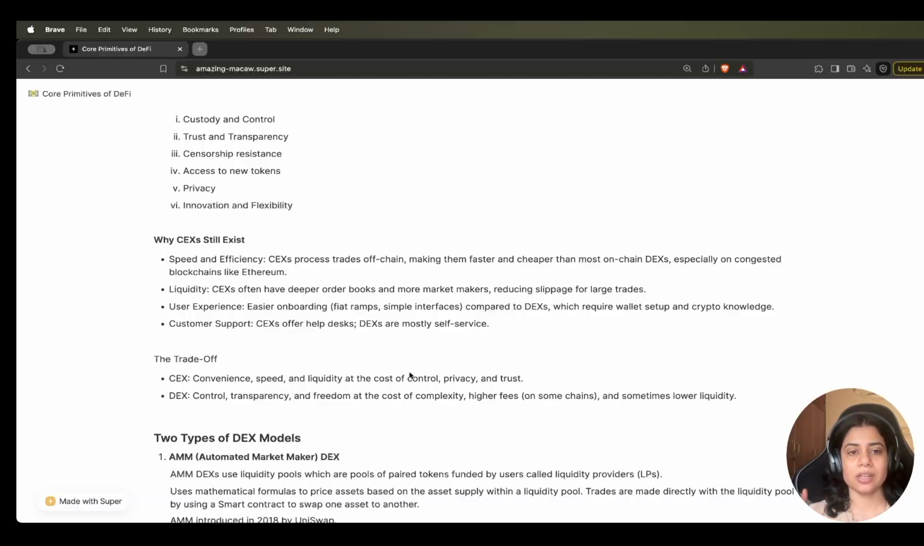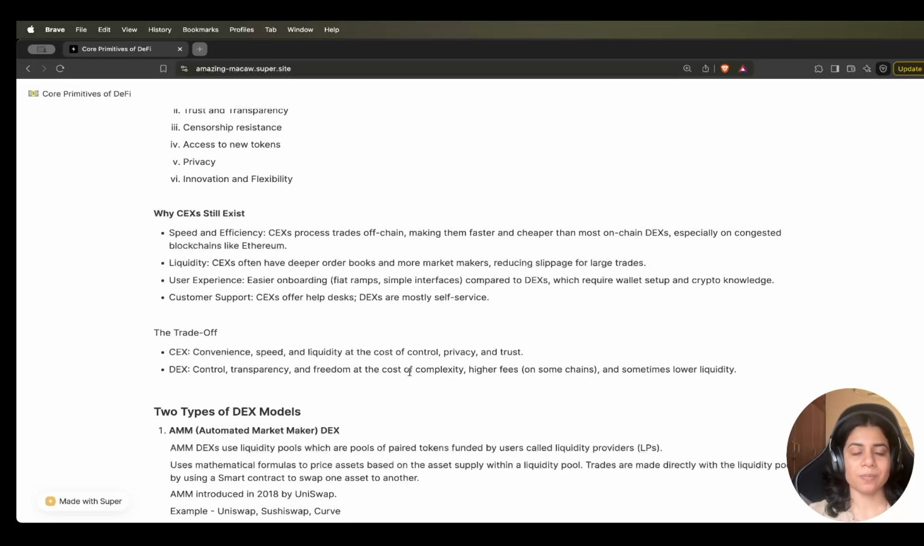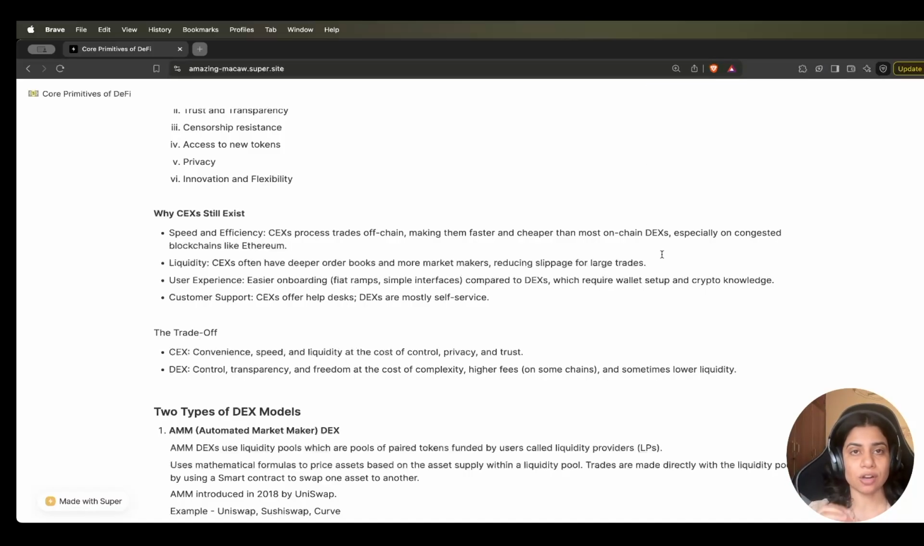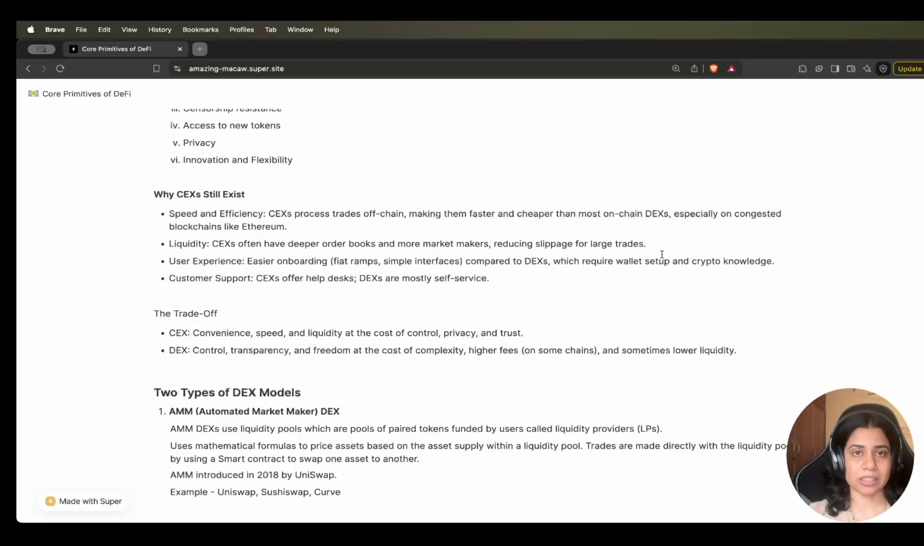Now, we understand why we need DEXs and what they are. Now let's talk about the two types of DEX models. One is the AMM model. AMM stands for Automated Market Makers. This AMM DEX uses the liquidity pools that we just talked about. And AMM DEXs use some sort of mathematical formula which helps in determining the price of the assets based on the supply in a given liquidity pool. This AMM works on smart contracts. The concept of AMM was introduced in 2018 by Uniswap. Some of the popular DEXs that utilize AMM are Uniswap and Curve.